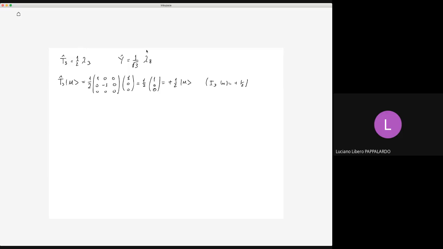Then you can repeat the exercise for the other two. When you do it for the down quark, I will skip the intermediate passages, we are going to have -1/2 d. And when you do this for the strange quark, what do you expect it to be?